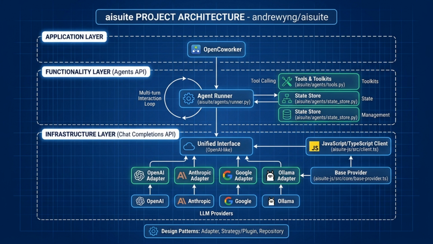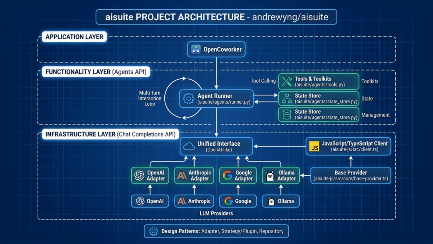Under the hood, aisuite's design is built on a clean, layered architecture. At its base is the chat completions API. This is what unifies all the different model providers. Built on top of that is a powerful agents API, which gives AI models access to external tools to get complex jobs done. This separation of concerns keeps the system both easy to use and highly functional.